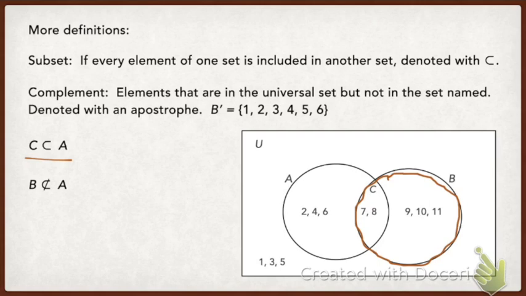Here on the bottom, we have that C is a subset of A because everything in C, the numbers 7 and 8, are also included in A. A is containing the numbers 2, 4, 6, 7, 8. B is not a subset of A because 9, 10, and 11 are part of B, but they are not part of A. So B is not a subset of A. We will use some of this notation, especially from the last slide. The union and intersection are used quite a bit when we do a thing called interval notation, which we will take up later this chapter.